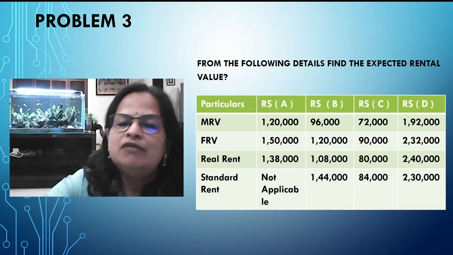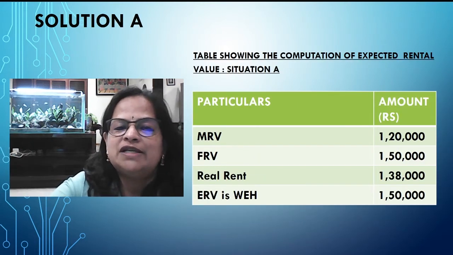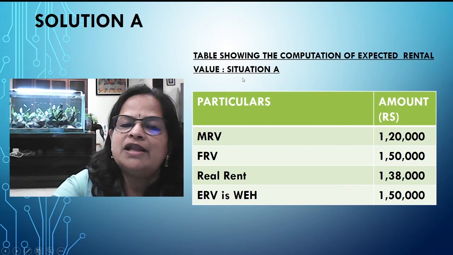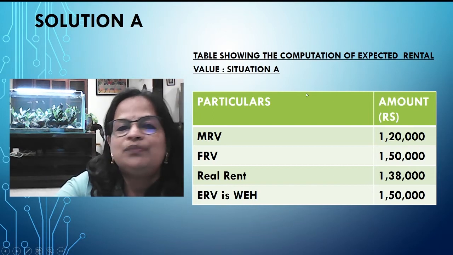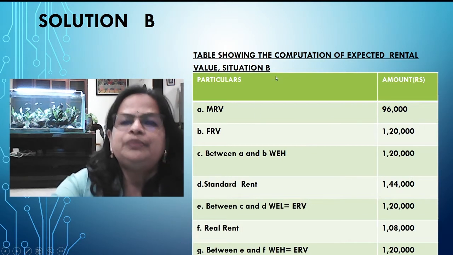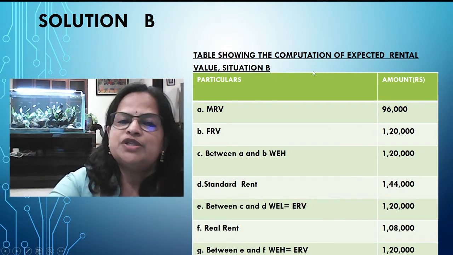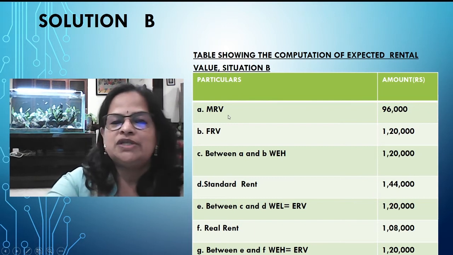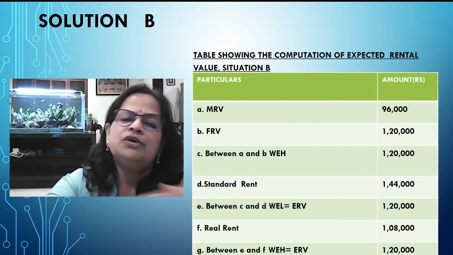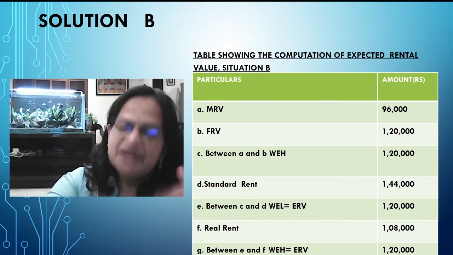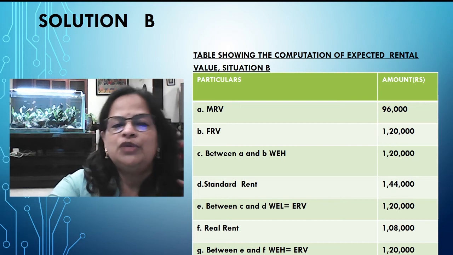So whichever is the highest value, only that we will take. So MRV, FRV, real rent, whichever is higher we will take. You are comparing 3 values and whichever is high, 1,50,000. That is situation A. Now situation B, expected rental value. In situation B, standard rent is there. So you have to remember that here 4 values are there. So far we have worked out municipal rental value, fair rental value, standard rent and real rent. 4 values are there, how do you do the calculation?